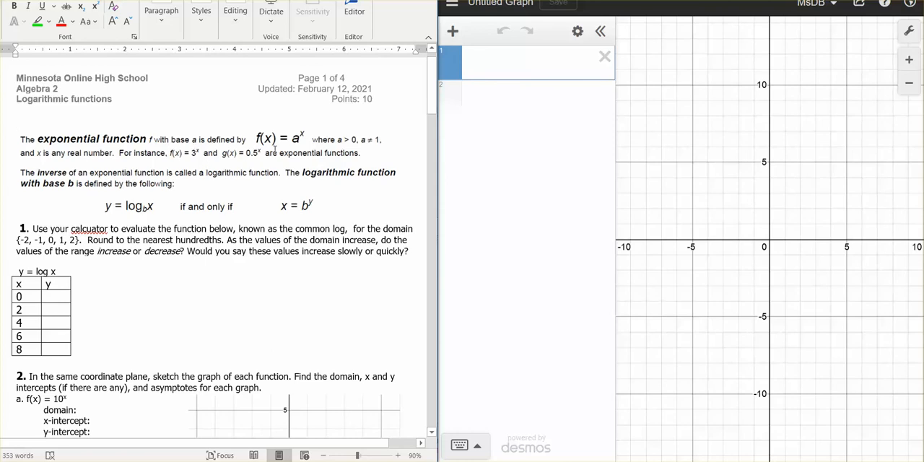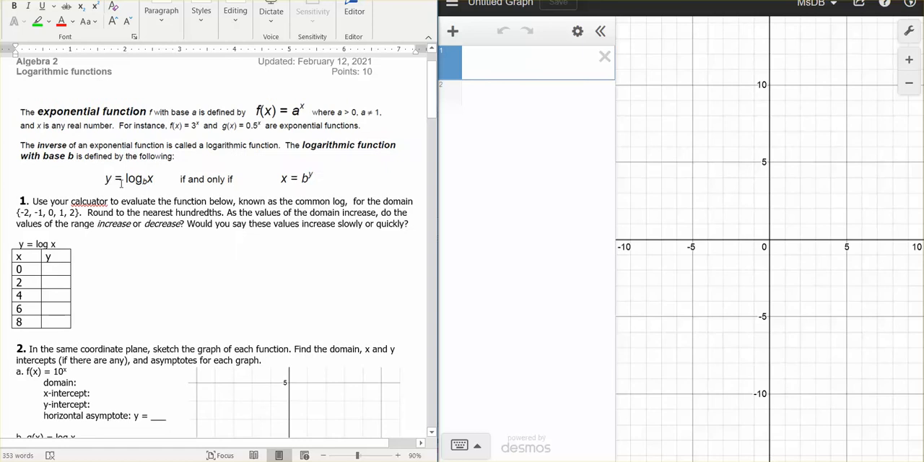Those are exponential functions. Now, there's an inverse of an exponential function, which is a logarithmic function. The logarithmic function with base b is defined by the following: y equals log base b of x if and only if x equals b to the y. This is just the definition of logs and how you can go back and forth between exponential form and logarithmic form. Remember, the log, which in this case is y, is the exponent, like we looked at in previous videos.